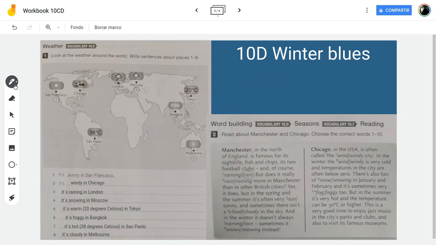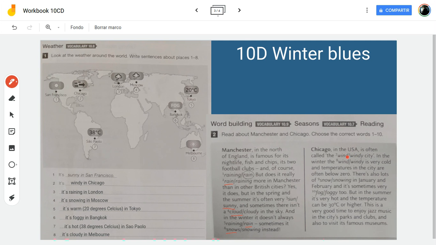So let's check the next part. We're going to select the right answer from these expressions. It says, read about Manchester and Chicago, choose the correct words. Manchester, in the north of England, is famous for its nightlife, fish and chips, its two football clubs, and of course, rain. Does it really rain more in Manchester than in other British cities? Yes, it does. But in the spring and summer, it's often very sunny, and sometimes there isn't a cloud in the sky. In the winter, it doesn't always rain. Sometimes it snows instead.